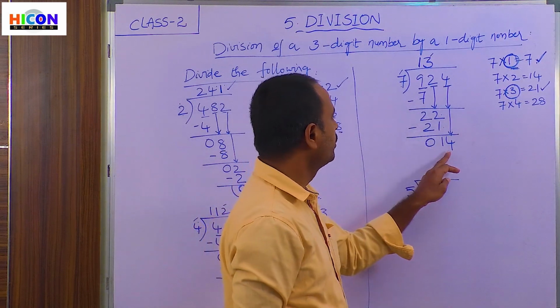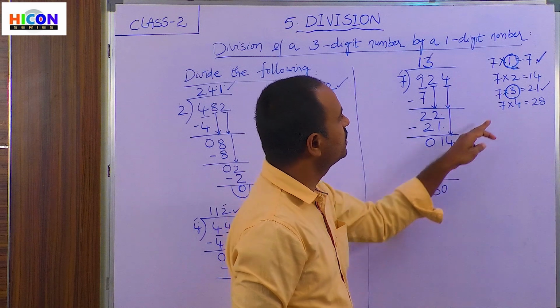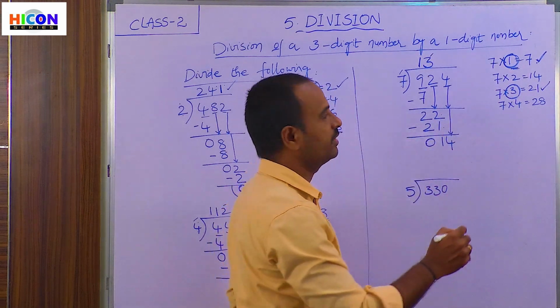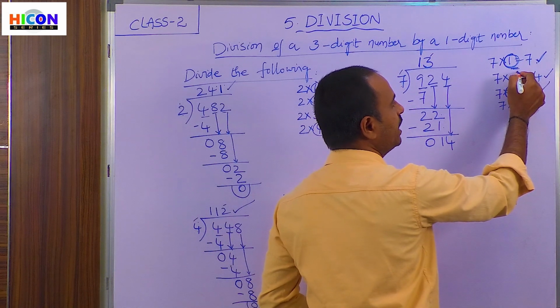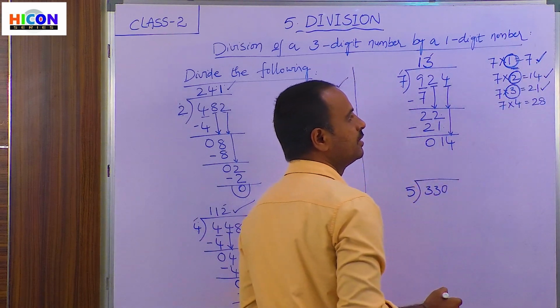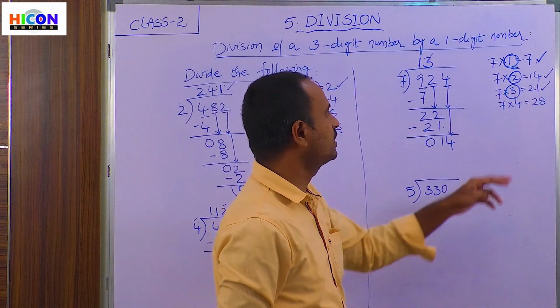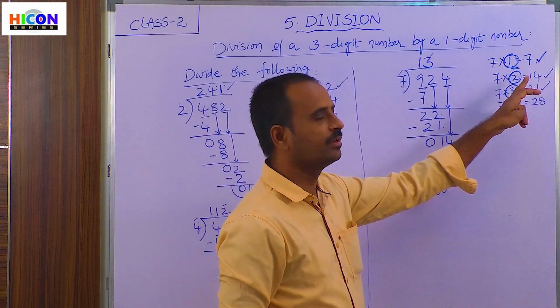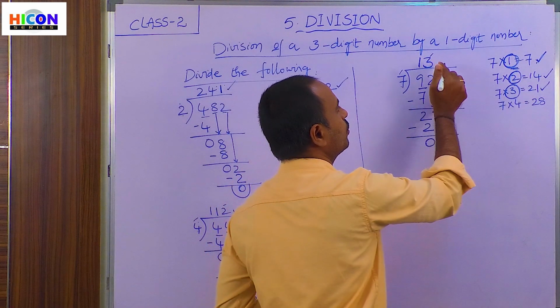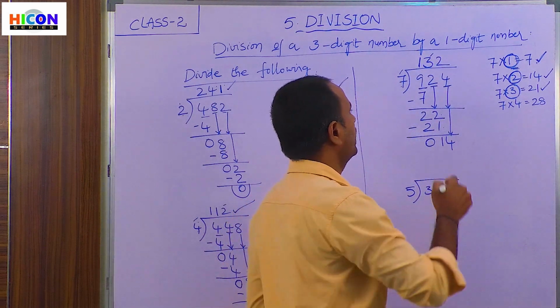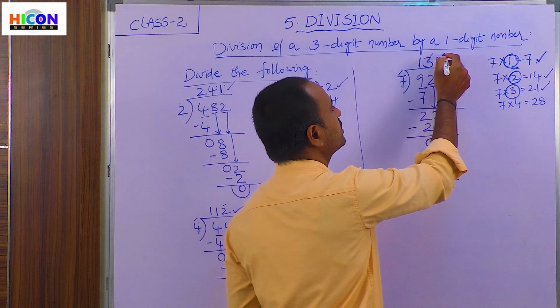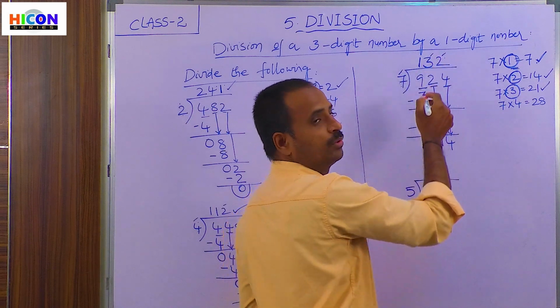Now let us find when the number 14 comes in the 7th table. If you observe the 7th table, the number 14 comes when we take 2 times. If you take 2 times of 7, it becomes 14. So write 2 in the quotient beside 3 above the dividend. Now again multiply the divisor and this number, that is 7 into 2.